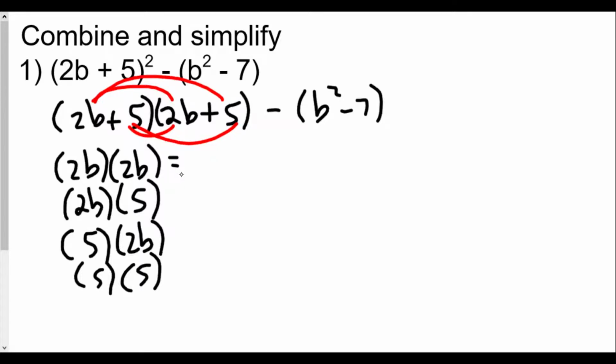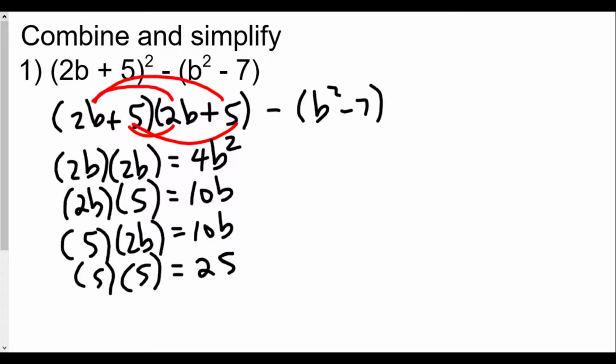So 2b times 2b is going to be 4b squared. And then 2b times 5 is 10b. Again, another 10b, and then 25. And so when we combine like terms, we're going to combine these two, 10b and 10b. So from here, we're going to get 20b. So what it comes down to is 2b plus 5 squared ends up becoming 4b squared plus 20b plus 25.